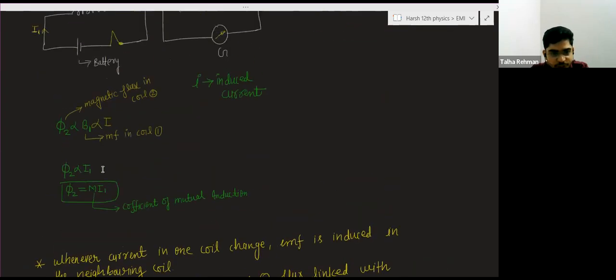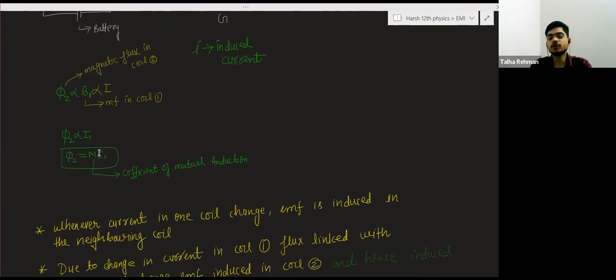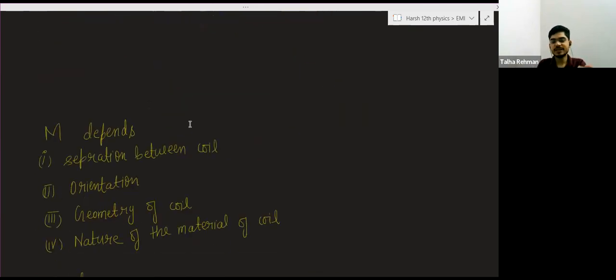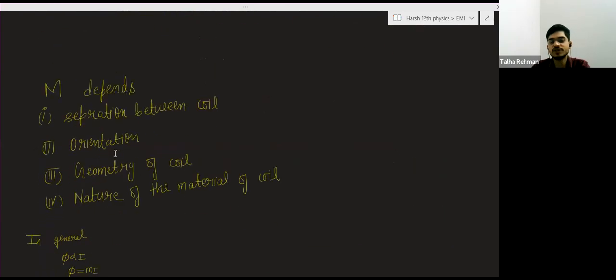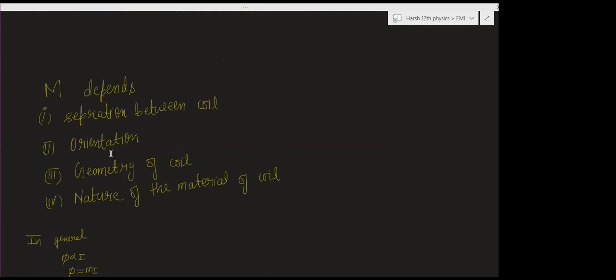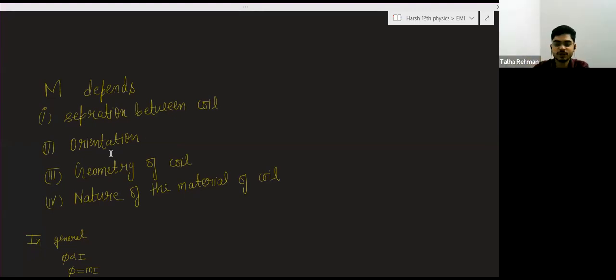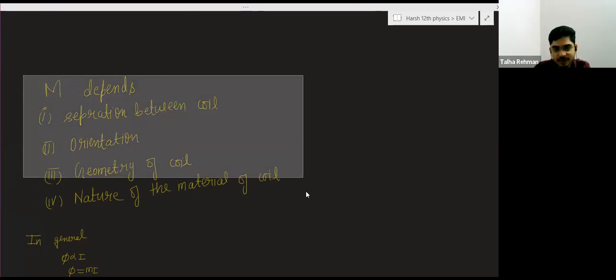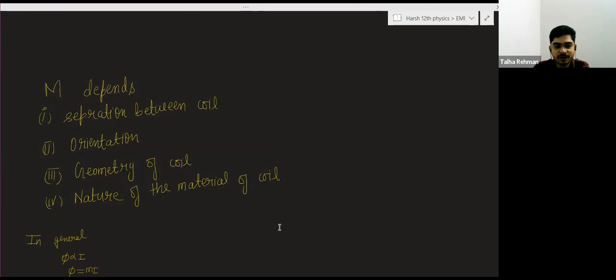Now there is one coefficient of mutual induction here. The coefficient of mutual induction is constant, but it depends on certain factors: the separation between the coils, the orientation of the coils, meaning how the coils are placed, the geometry of the coils, such as whether the length or the diameter of the coil is large, and the nature of the material of the coil. We get this experimentally.